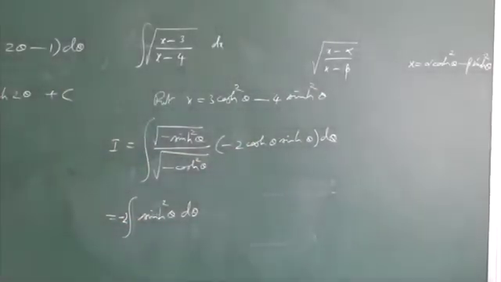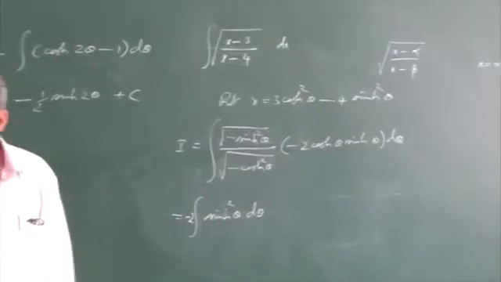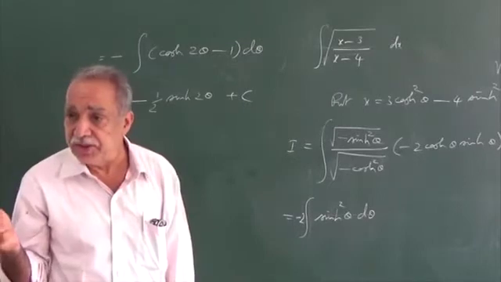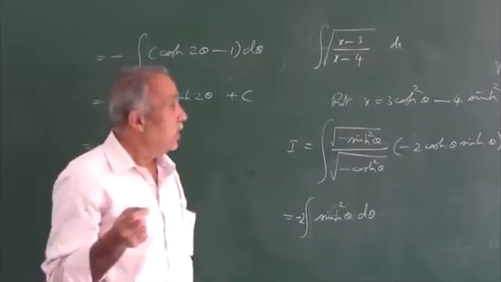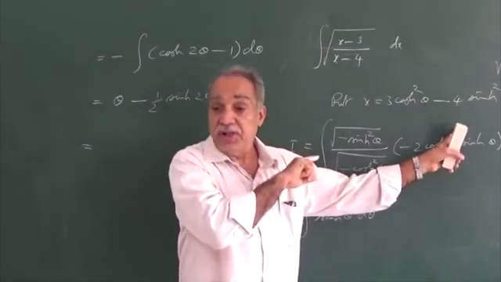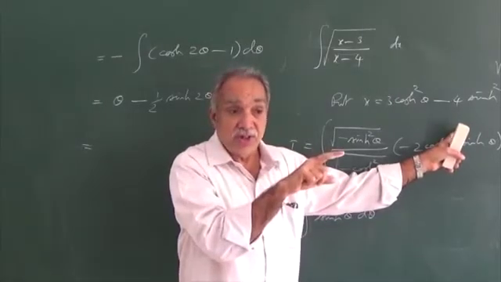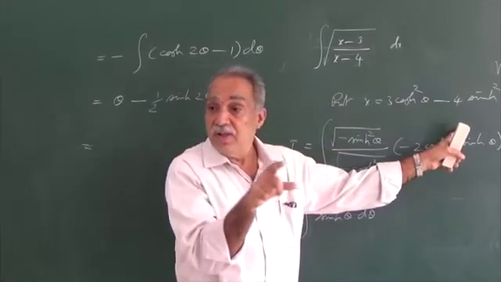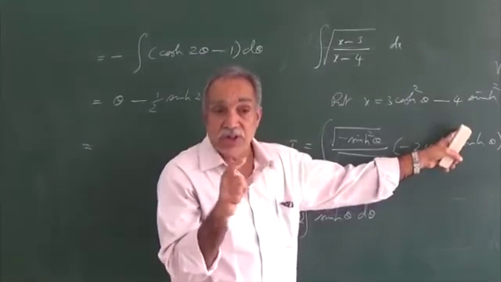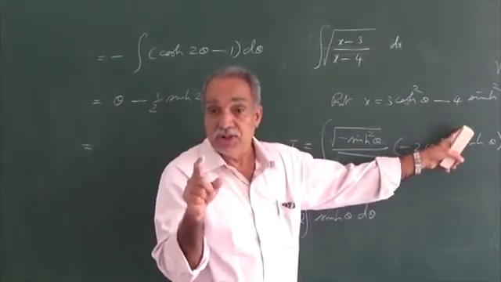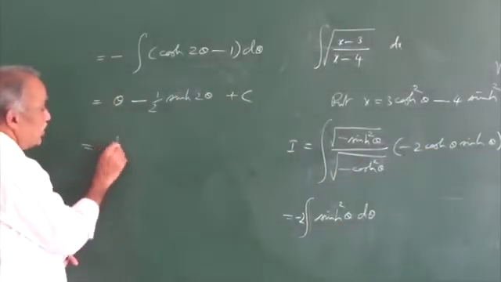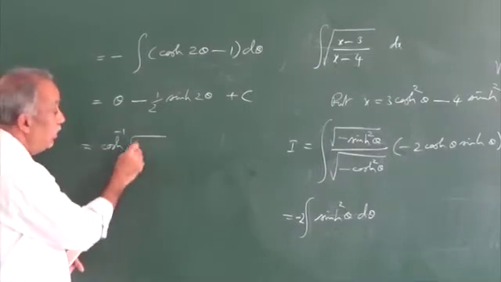So x becomes cosh square theta minus 4, reverse, 4 minus cosh square theta. Am I right? x is 4 minus cosh square theta. So cosh square theta is 4 minus x. Yes, cosh square theta is 4 minus x. Therefore, cosh theta is root of 4 minus x. Theta is cosh inverse root of 4 minus x.